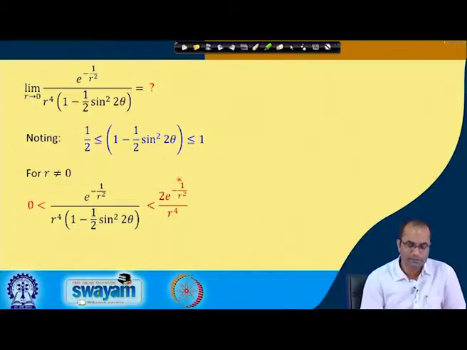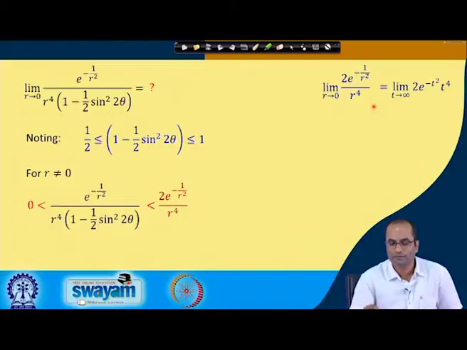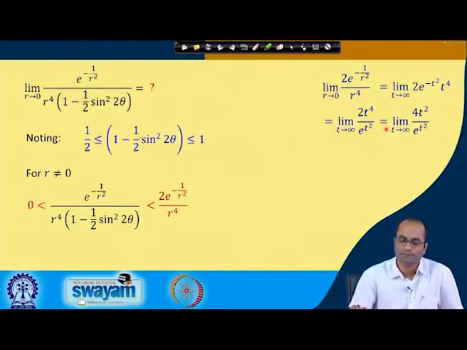Now we look at the limit of 2 e power minus 1 over r square over r 4 as r goes to 0. We use another variable t, substituting 1 over r as t, so if r goes to 0, t goes to infinity. Here we have 2 e power minus t square, and 1 over r 4 becomes t 4, which we can now handle easily. This is 2 t power 4 over e power t square, an infinity by infinity case, and we can use L'Hopital's rule to get the limit as 0. So this limit is 0.